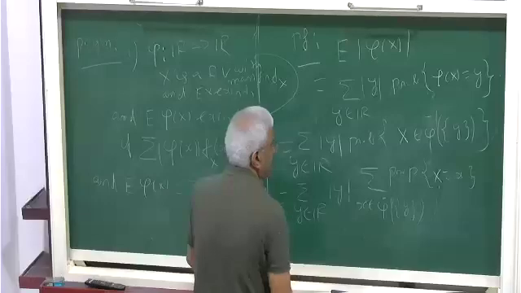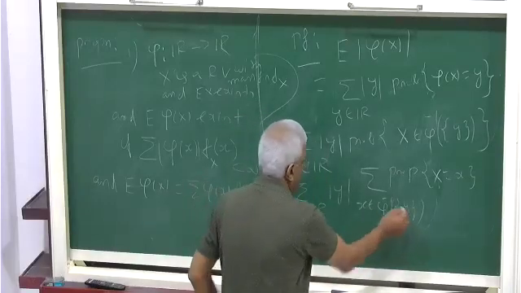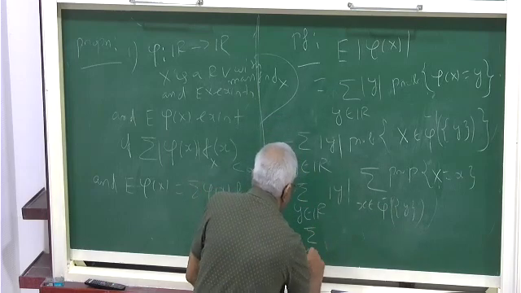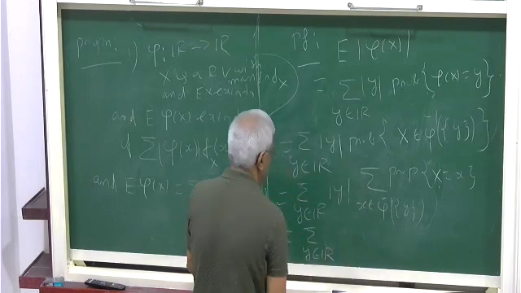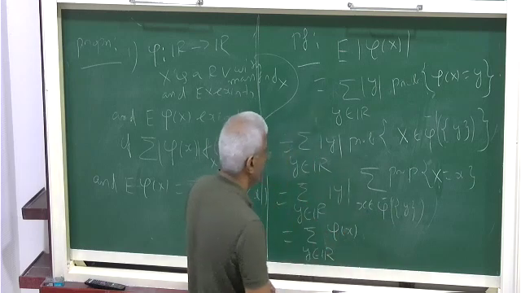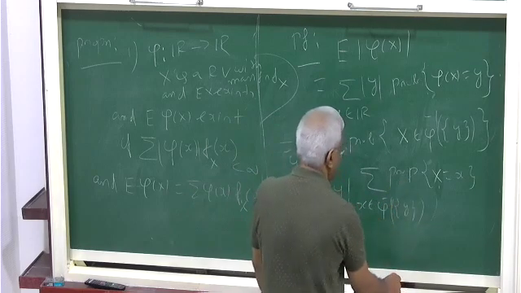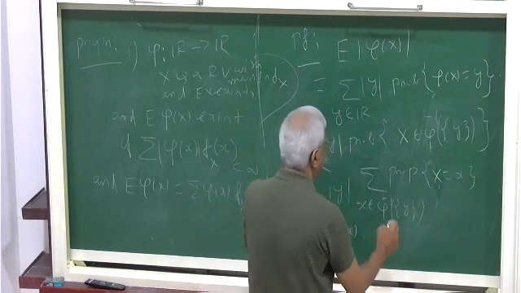Now you can write x is in phi inverse y means phi of x should be equal to y. So this is same as y in R. If you want, you can write it like that. This is phi of x. Then this is just probability of x equal to y.